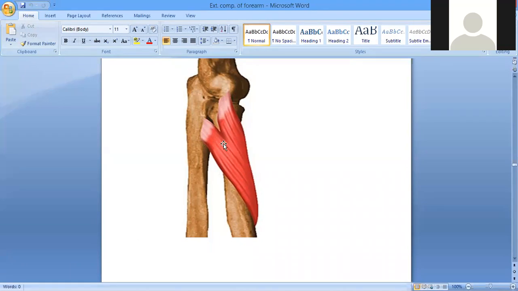What will be its action? What will be the function of the supinator? It is responsible for what? It is a supinator of the forearm, okay? Do you know the meaning of supination? Can anybody define supination? Okay, very good. So now we'll talk about the other muscle, the abductor pollicis longus.